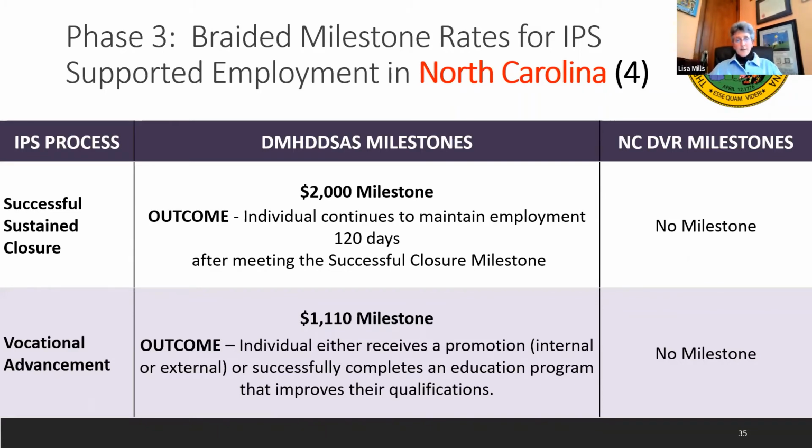So behavioral health will pay a milestone payment when a person has achieved 4 months post the successful closure paid for by North Carolina VR. So that would be, I think, if I'm adding right, 7 months post stabilization. And then there is a vocational advancement component and a milestone available for that.